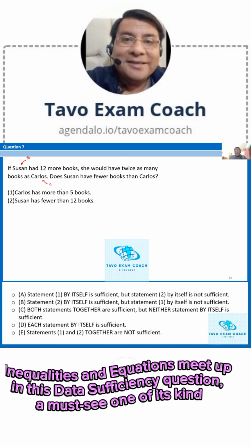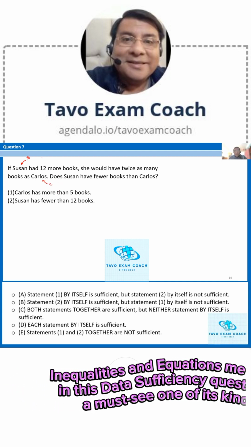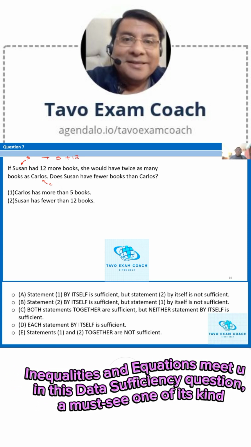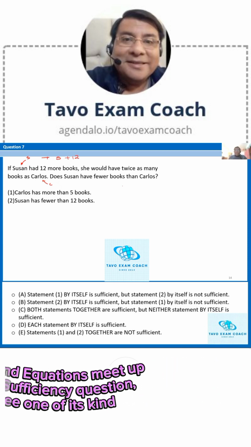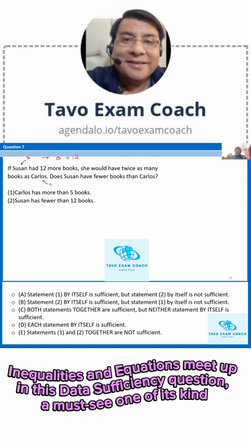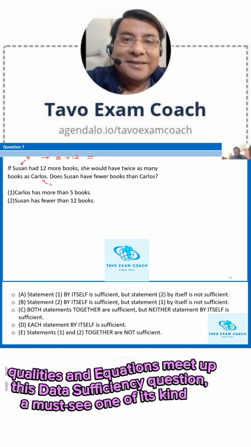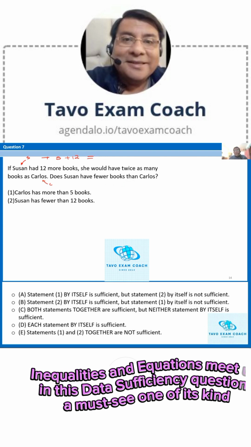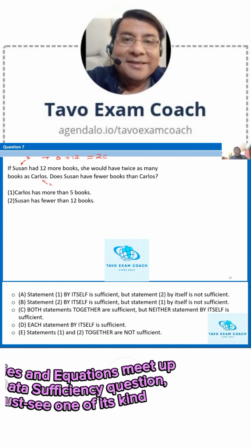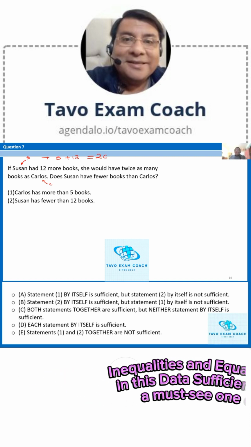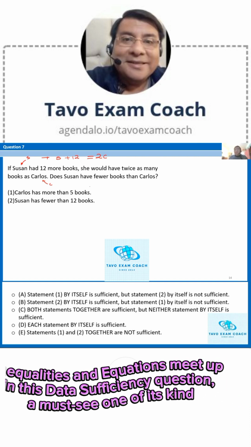Since we are told that if we added 12 more books to the books Susan already has, she would have double the number of books as Carlos, we can represent this first statement with this equation. Number of Susan's books plus 12 would be twice the number of books of Carlos.